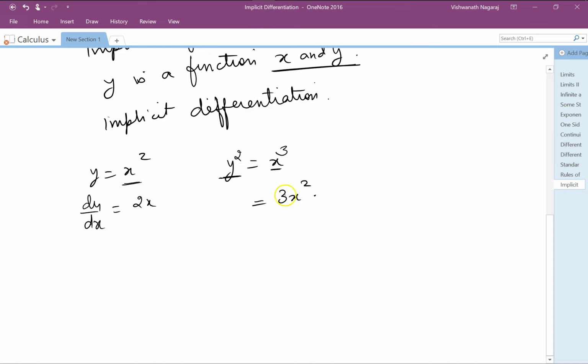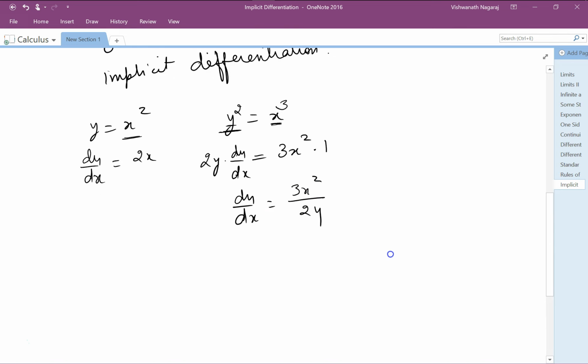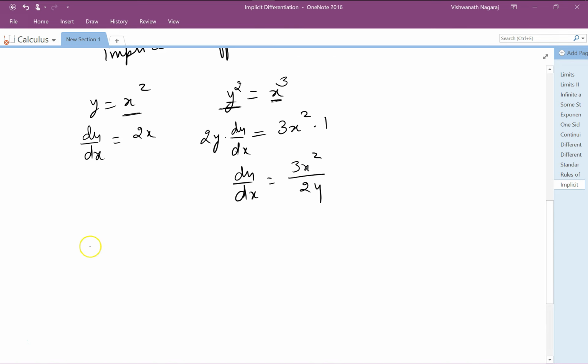First we are differentiating the cubic function. Then we are differentiating x, that is 1. So similarly on this side as well we have to do that. So 2y times y itself, that is dy by dx. So dy by dx would be what? Dy by dx would be 3x square divided by 2y. Okay, let's look at another example.